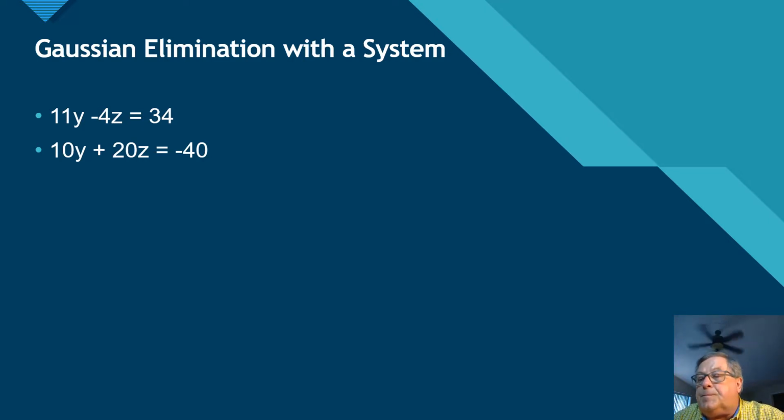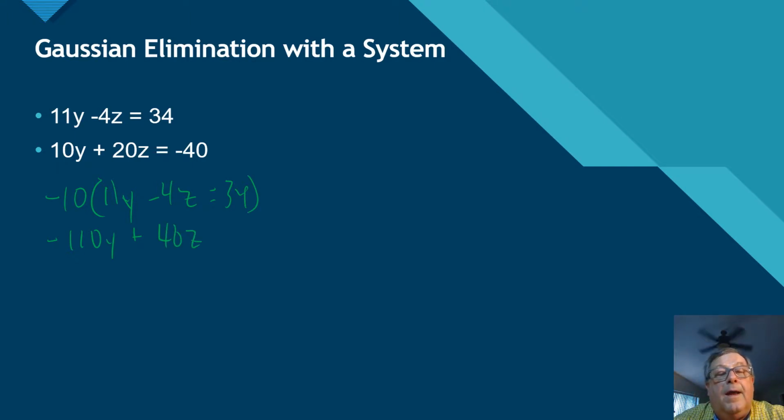So let's see. I'm going to have to multiply by 10 and 11, and one of those has got to be negative. So let's say I take negative 10 times 11y minus 4z equals 34. Multiplying that entire equation by negative 10 gives me negative 110y plus 40z, and negative 10 times 34 is negative 340.